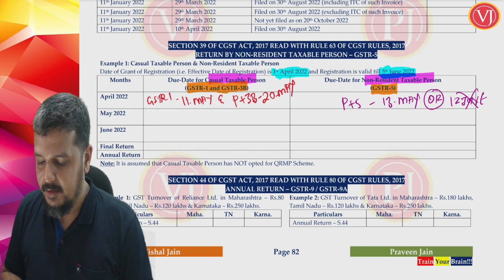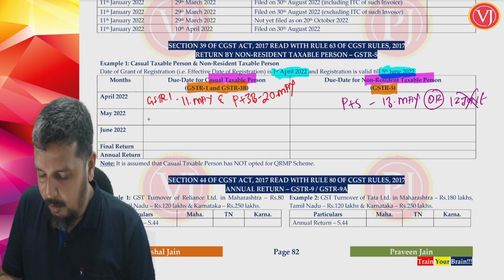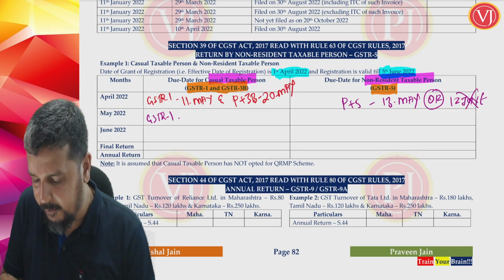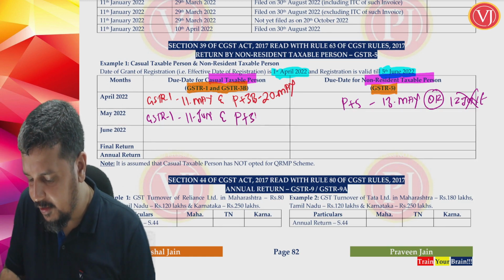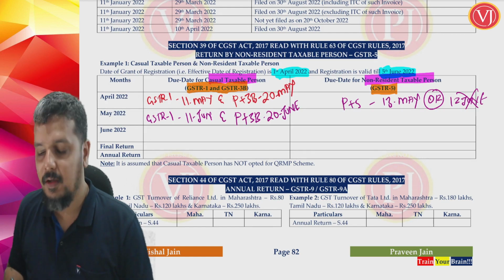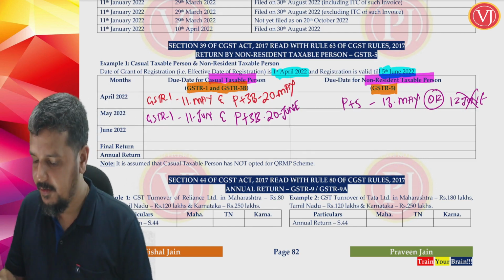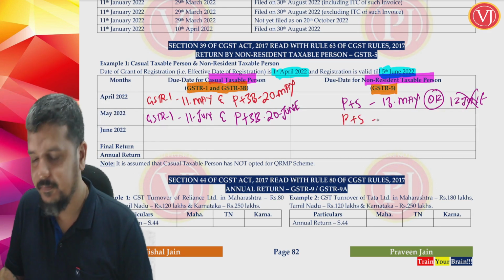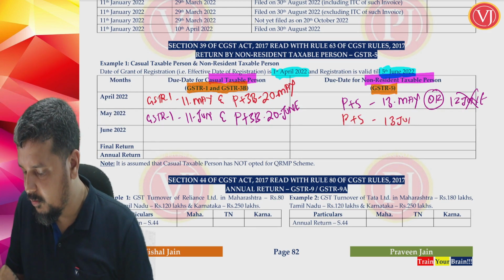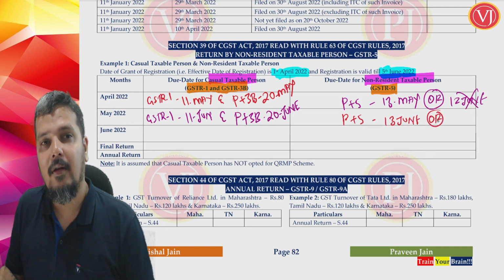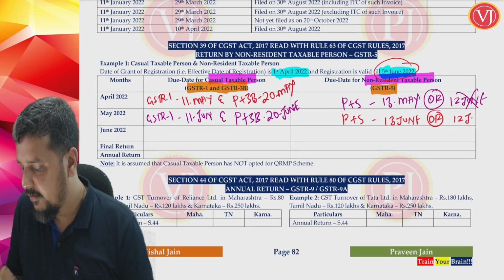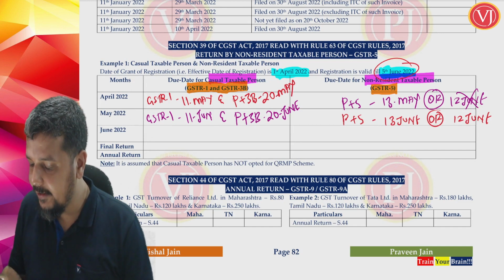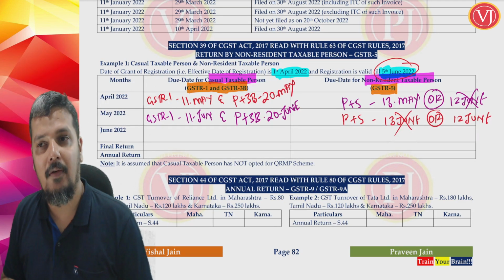May month. What will be the answer for casual taxable person? GSTR 1, 11th June. Payment and GSTR 3B, 20th June. What would be the answer for your NRTP? Payment plus GSTR 5. It is 13th of June or 7 days from the last date of registration. The last date of registration is 5th of June, which if you add 7 days is 12th of June. Which is earlier? 12th of June.